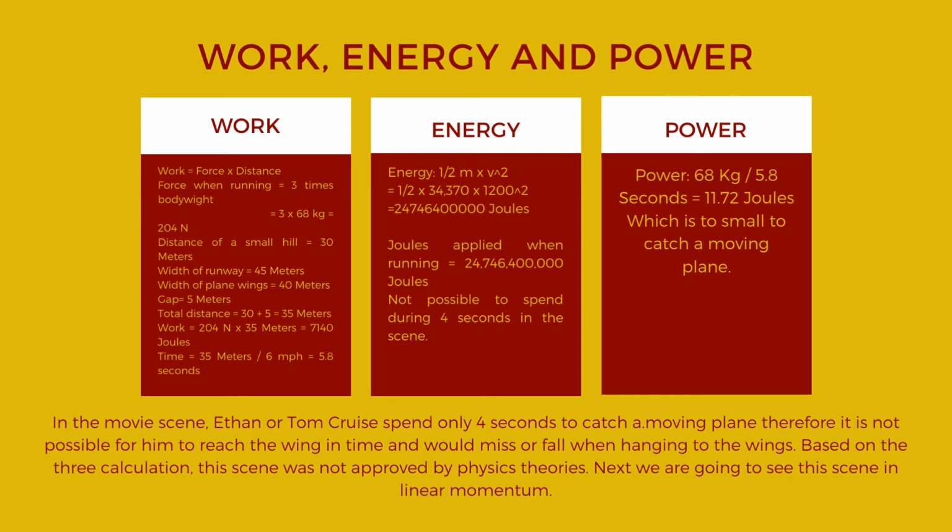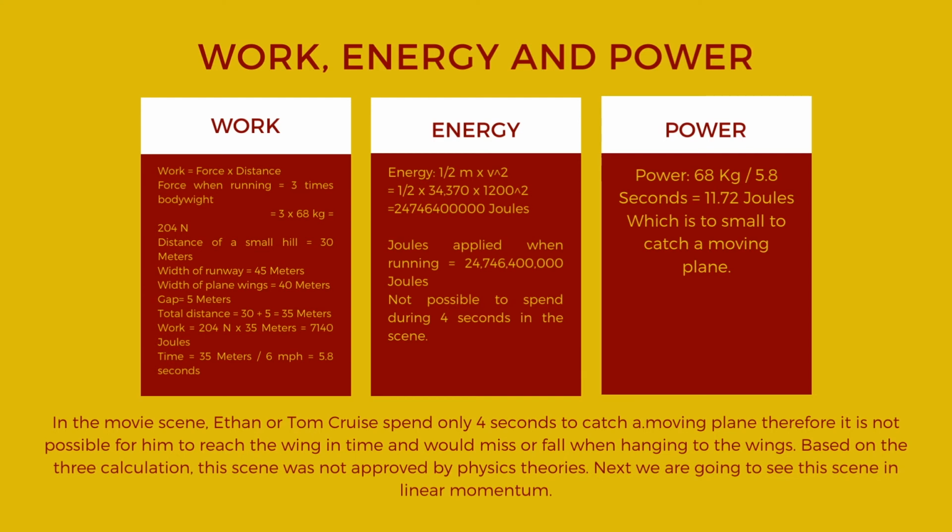The width of the plane's wings is 40 meters. The gap between the hill and the wings is 5 meters. The total distance is 35 meters. And again, to calculate the work, we get the equation of 204 newtons times 35 meters, which equals 7,140 joules. And for the time, 35 meters divided by 6 miles per hour equals 5.8 seconds. Okay, that is for the work.